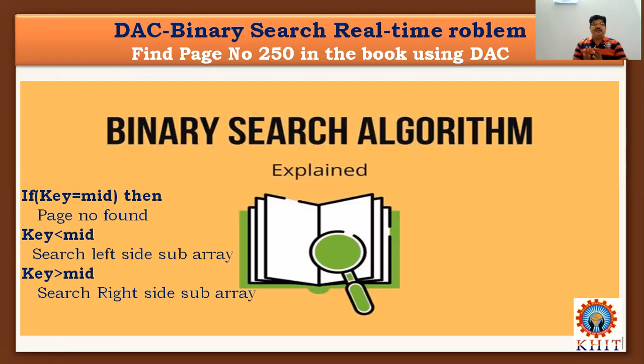When you apply the divide and conquer strategy to the given textbook problem, the problem is to be divided into some number of sub-problems. That means the textbook pages are divided into some number of parts: part 1, part 2, left part, right part.